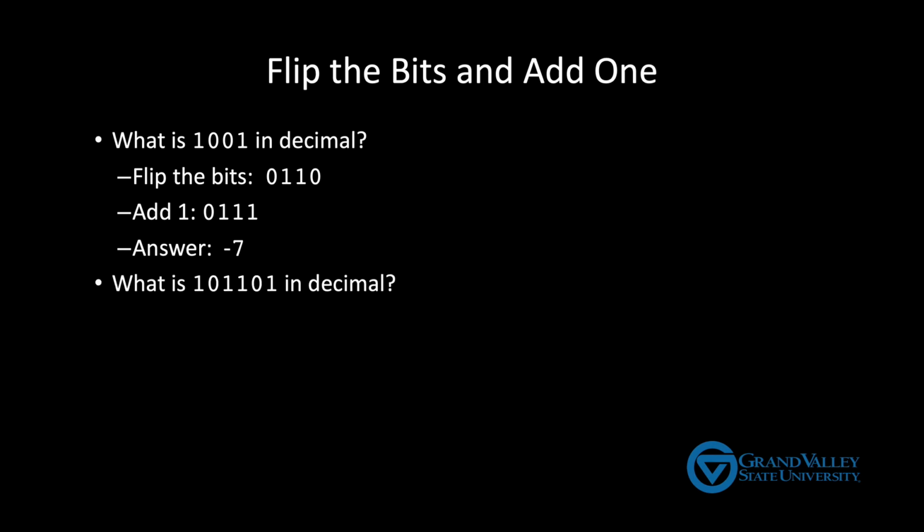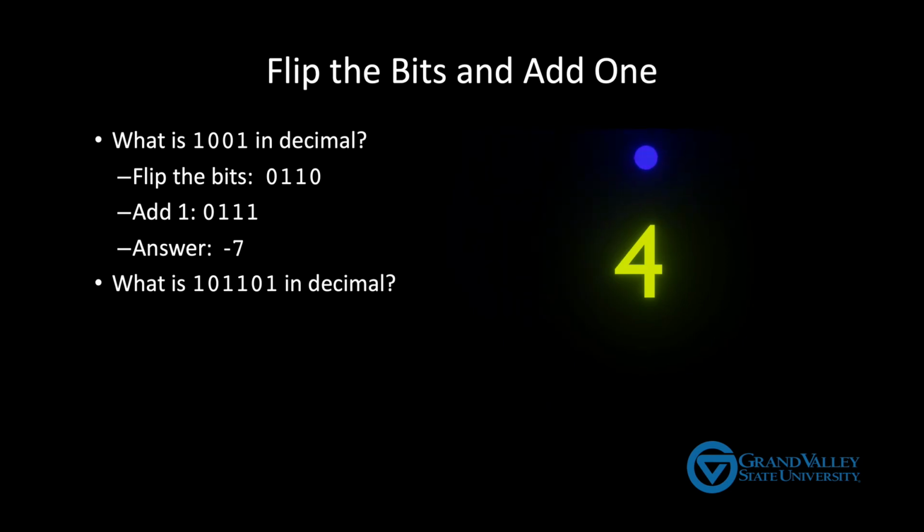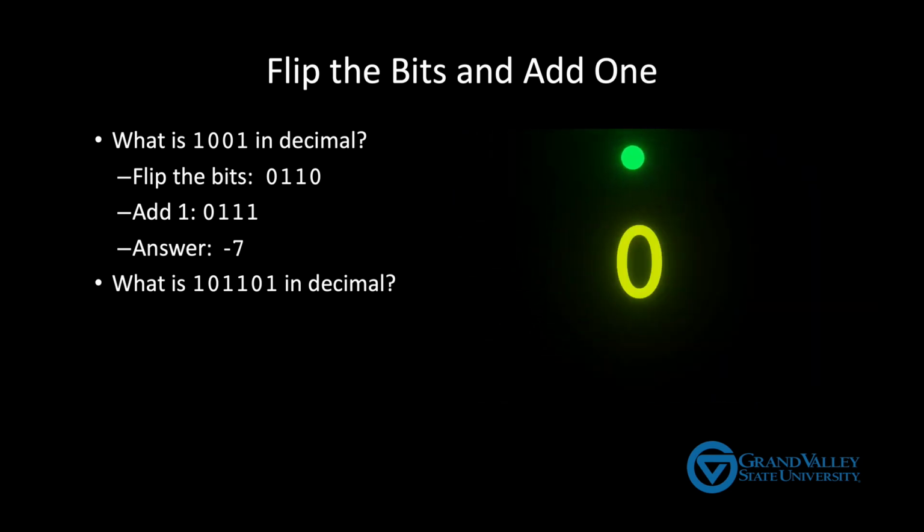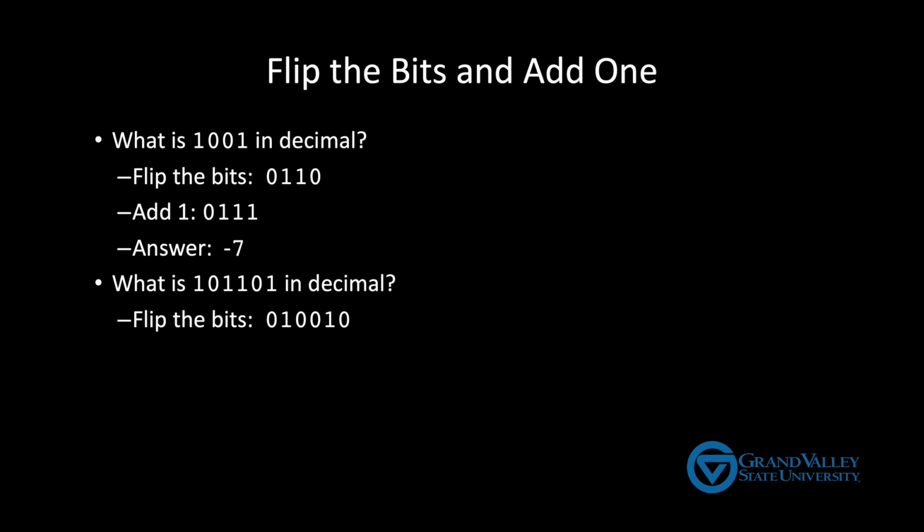Now try 101101. Well, flip all the bits, 010010, add 1, 010011. Well, in binary, that's 19, so that means our answer is negative 19.